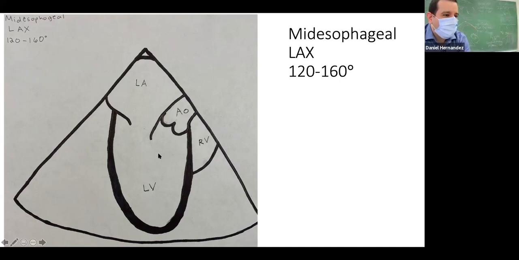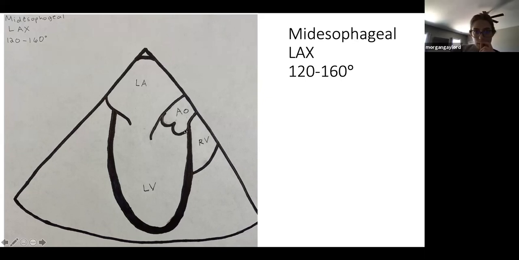So this would be like our long axis view transthoracic. If we flip it to transthoracic, this would be your right coronary cusp and your non-coronary cusp. This one would be right coronary cusp. Yep. That makes sense. All right. Are you guys good? Do you want to draw that or do you want me to just keep going?